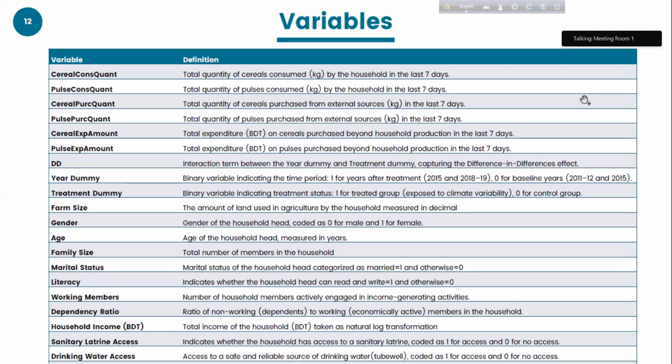Let me go over the variables a bit. I have 6 dependent variables here, like cereal consumption and pulse consumption, which is how much of the cereals and pulses the households consumed in the last 7 days, how much they have been spending from external sources, and how much they purchase beyond their household production. In the BIHS data set, most of the households are farm households, so how much they consume from other households matters. I have taken other variables like farm size, gender, age, family size, and also incorporated dependency ratio, sanitary latrine access, etc.